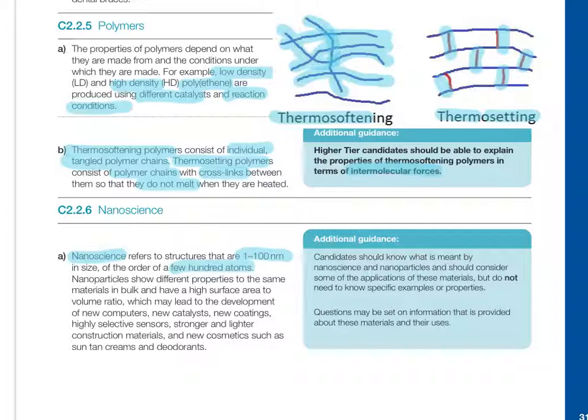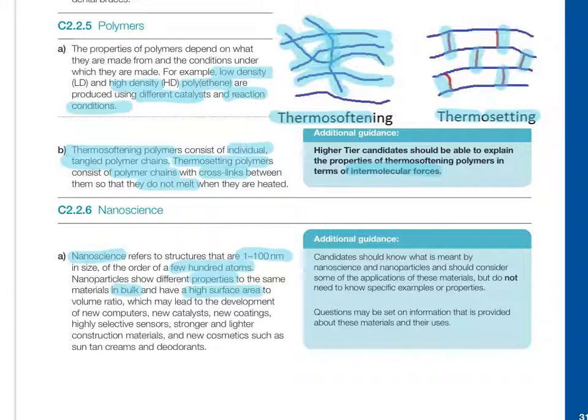And these nanoparticles have very different properties to the same materials, to the same chemicals when they are in bulk, when there's lots of them together, so when there's obviously more than a few hundred atoms. Anything that is nano or nanoparticles will have a high surface area. It's like a very, very fine powder, so there's a huge surface area. And that means that we're able to use them to do really interesting developments in science and technology.